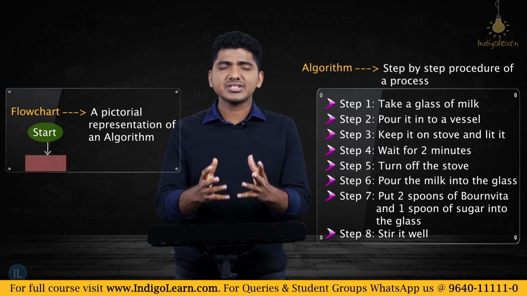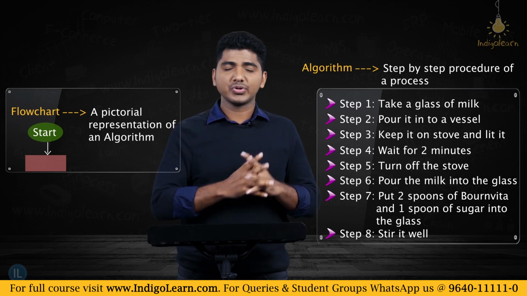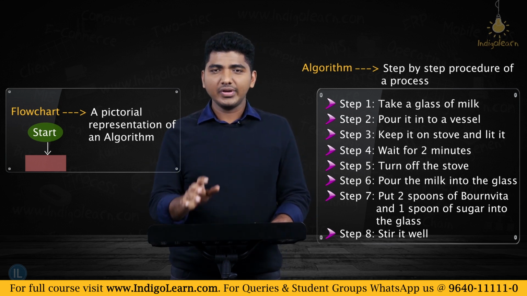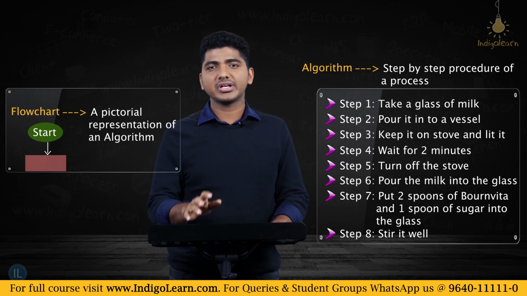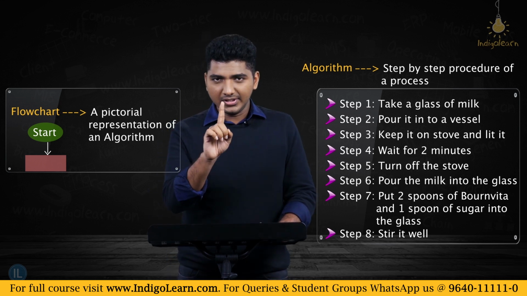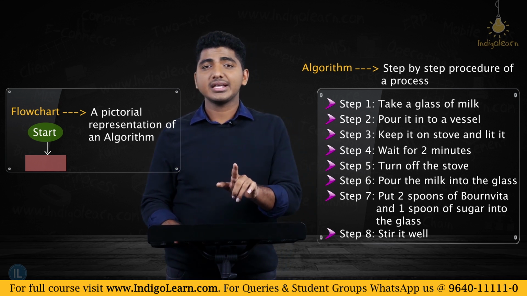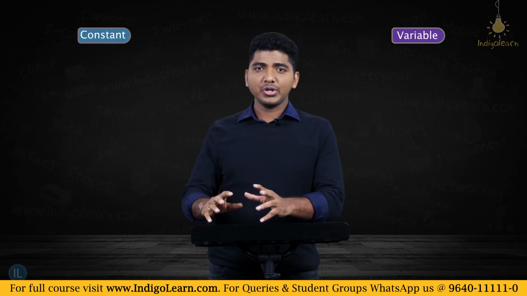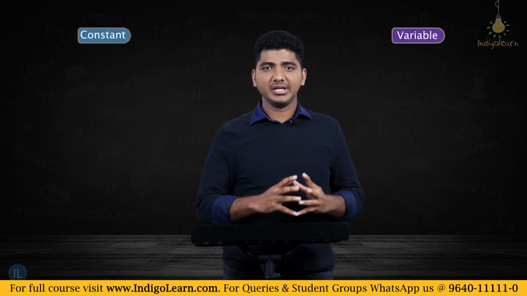So in the next class, we will study how to draw a flowchart. But before that, we need to have a couple of discussions. We need to understand some key terms when it comes to flowchart. One of the terms I want you to understand is the difference between constant and variable. What do you mean by constant and what do you mean by variable?